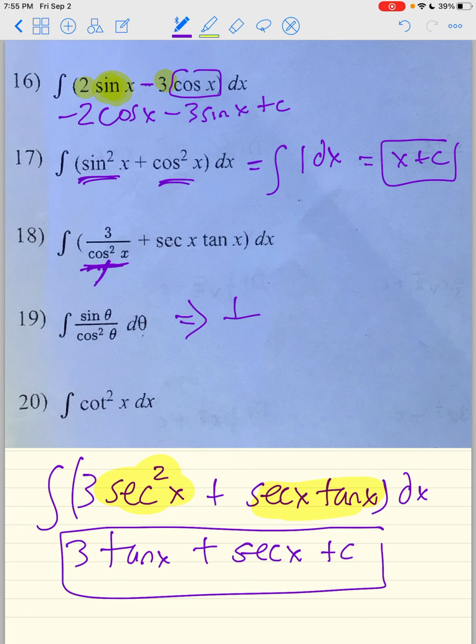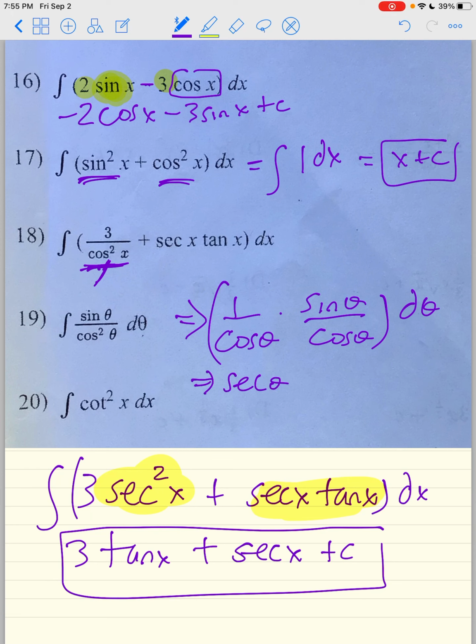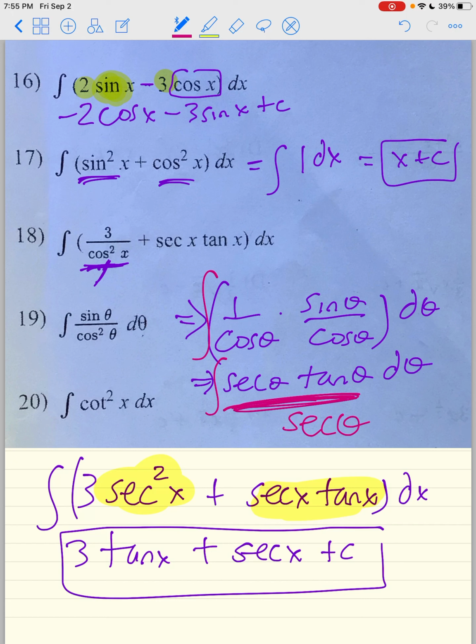Here, I'm going to write this as 1 over cosine theta times sine theta over cosine theta. 1 over cosine, again, is secant theta. Sine over cosine is tan theta. Well, this is right on your right side. Who gives you secant theta tan theta? Just plain old secant theta. So I hope that makes sense. The reason why we can do this, everyone, is because if you were going to rewrite this back, 1 times sine is sine, cosine times cosine is cosine squared.